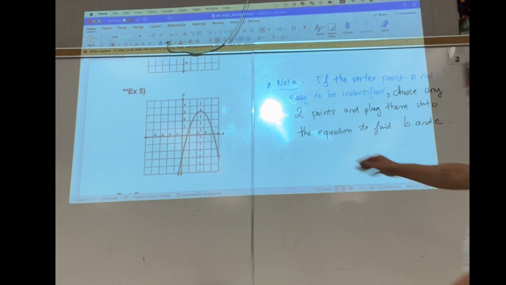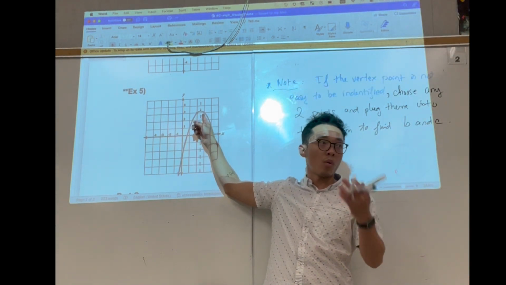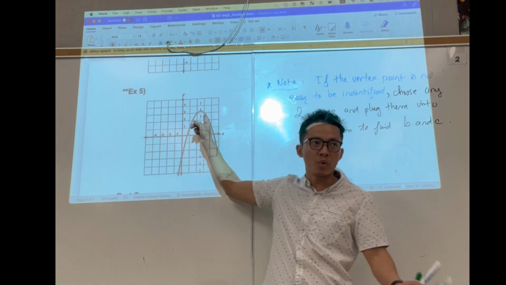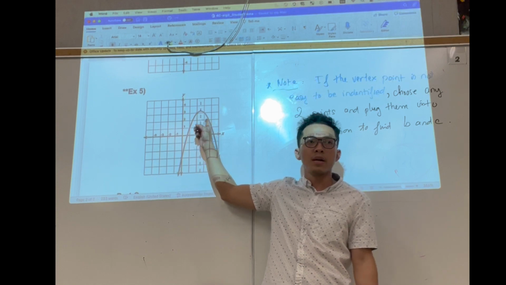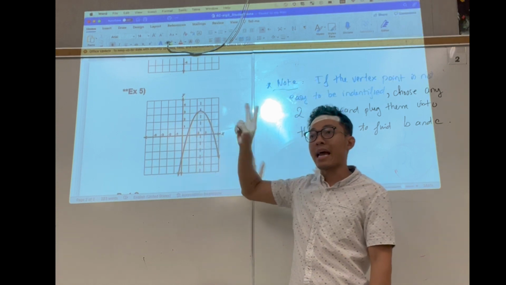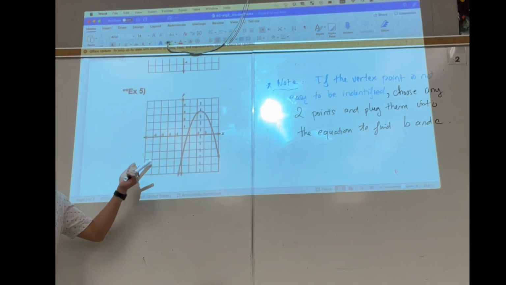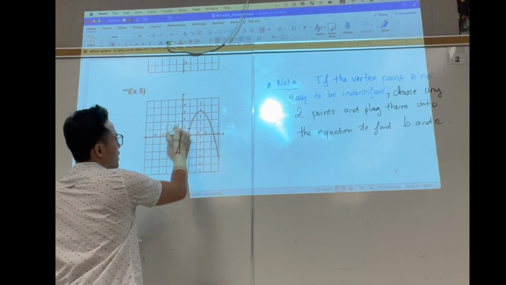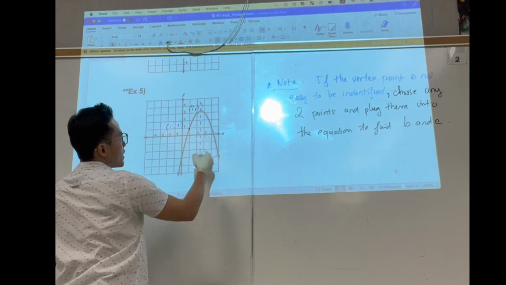Okay, so is it easy to find this vertex? No, right? Don't estimate. Oh, I think it's 3.5. No, don't do this. You never know. Sometimes it's a fraction. So when this happens, you need to choose any 2 points. What are the 2 points? 1, 1. Yes, very good. What else? 2, 3. Yes, 2, 3.